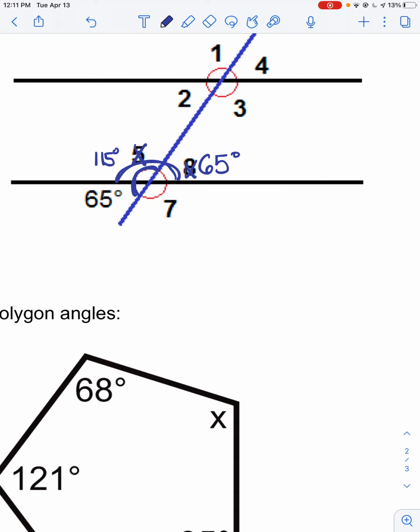And I can find angle 7 a whole bunch of different ways. I can either use that supplementary angle idea, or to me the fastest one would just be to say that 7 and 5 are vertical. So 7 is 115.